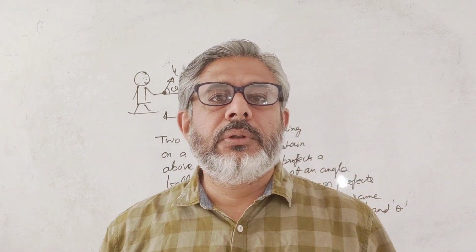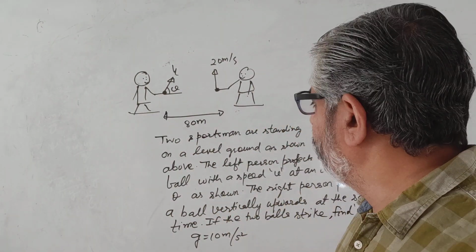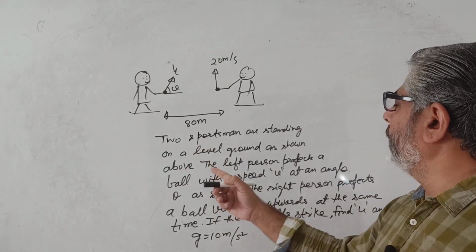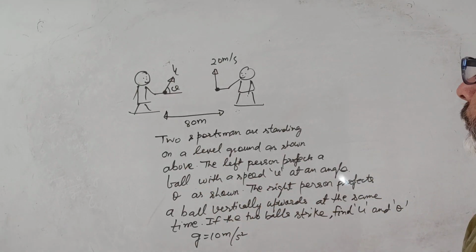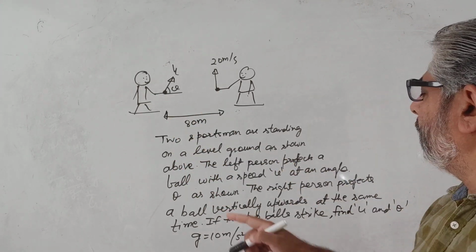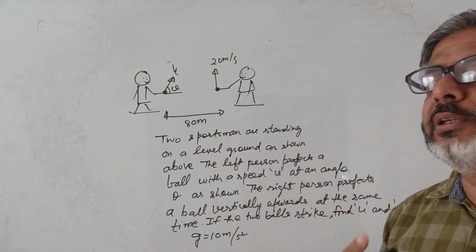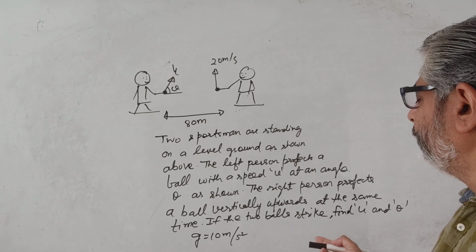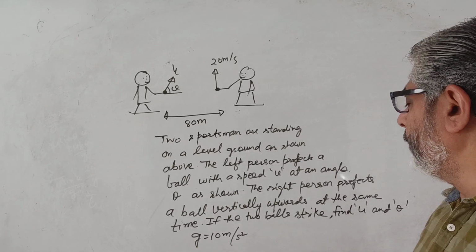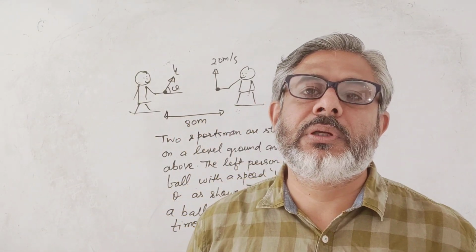And here is another problem still with kinematics. This problem says that two sportsmen are standing on a level ground as shown above. The left person projects a ball with a speed u at an angle theta as shown. The right person projects a ball vertically upwards at the same time. If the two balls strike, find u and theta.